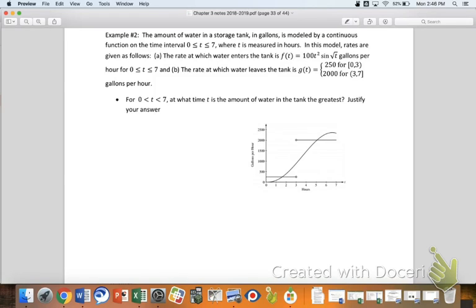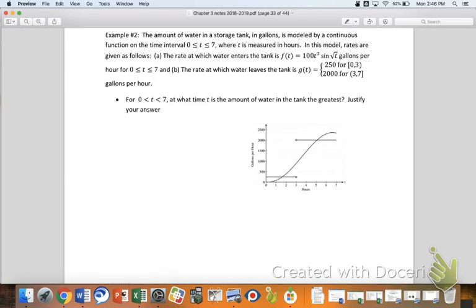All right. So I hope that as you read this over, this looks extremely familiar, because all the details about this question are exactly the same as a previous question, but the thing you're supposed to do with it is a little bit different. I'll read it out loud to you. You guys feel free to read along. It says the amount of water in a storage tank in gallons is modeled by a continuous function on the time interval 0 to 7. T is measured in hours. In this model, rates are given as follows.